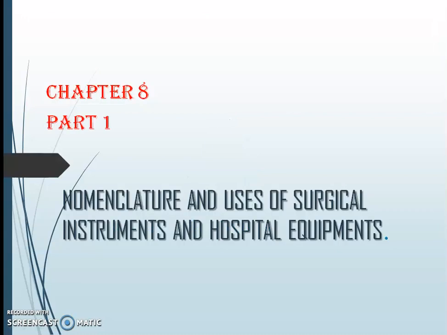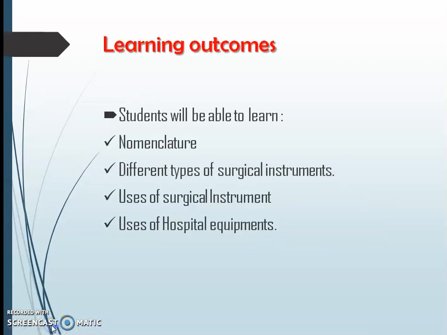So, today we'll start with a new chapter. First we'll deal with part 1 of that chapter. The new chapter is nomenclature and uses of surgical instruments and hospital equipments. After watching this video, students will be able to learn nomenclature, different types of surgical instruments, uses of surgical instruments and uses of hospital equipments.